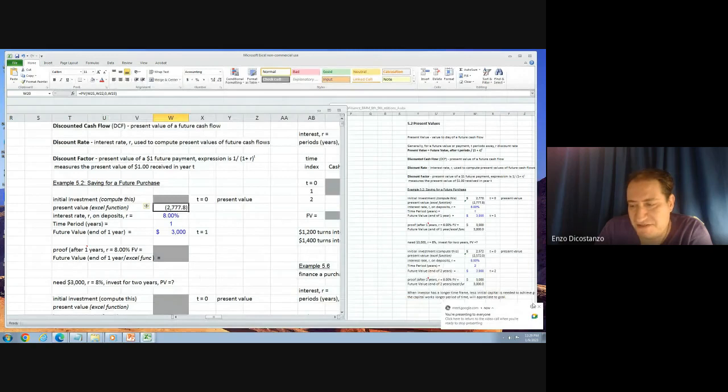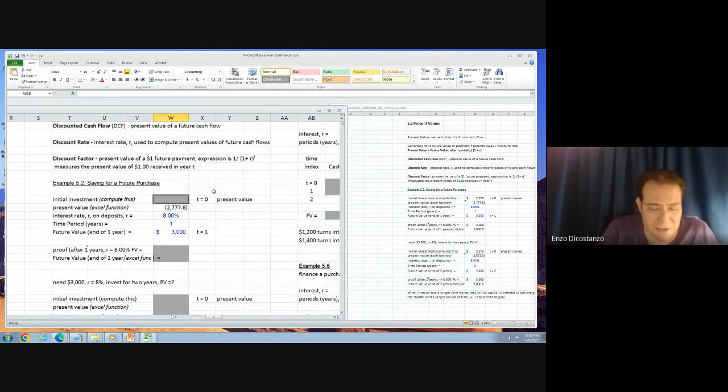We did that using the functions, which I'm showing you how to do, but here, this is the way I learned how to do it. Equals 3,000 divided by parentheses 1 plus 8%, and then to the exponent of the year. See, here we did the math, and see how it's the same number.